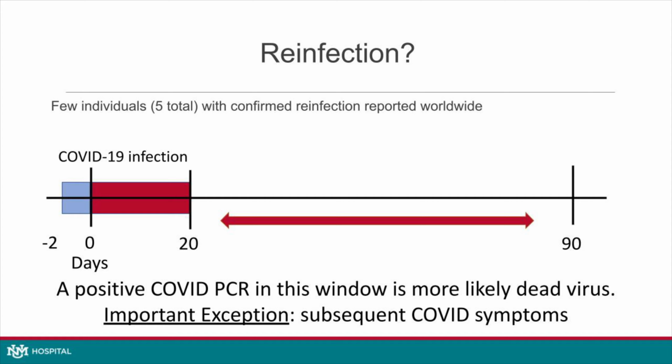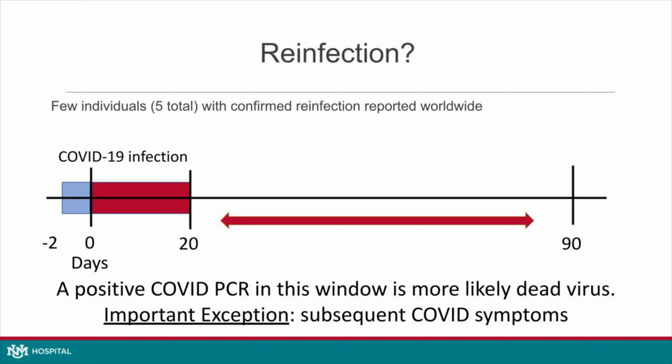So for a patient with COVID-19 infection, the blue shows when they're considered infectious. And again, everyone after day 20 is likely not infectious. And so a positive PCR in the interval of 20 to 90 days after symptom onset really would more likely represent dead virus, that is, if you tried to put it in culture, it would not grow.